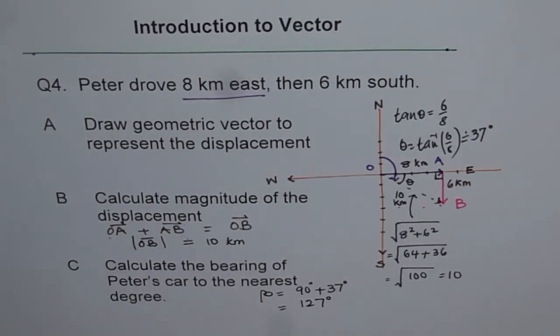Correct? So we can solve this problem in this fashion, correct? We haven't really taught you how to find magnitude and direction, things like that. But you see, with your own knowledge of trigonometry, Pythagorean theorem, you can still do it, right? So that's the beauty of vectors. I hope you understand and appreciate it. Thanks and all the best.